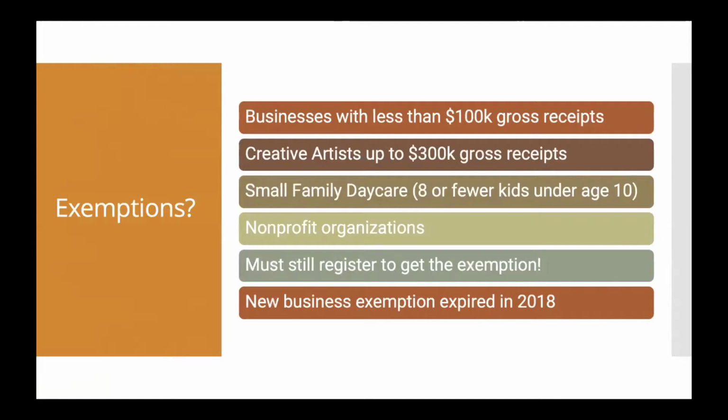I'm not sure why this exemption exists, but there's also a small family daycare exemption, where if you have 8 or fewer kids under the age of 10, then you're also exempt from that, as are nonprofit organizations, which makes sense. But for all of the above, to get the exemption, you have to register every year for that license. So come January, February, you go out and fill out that application online. Even if you don't get the postcard for the reminder, you should put it on your calendar to update it and apply for it every year, every January.